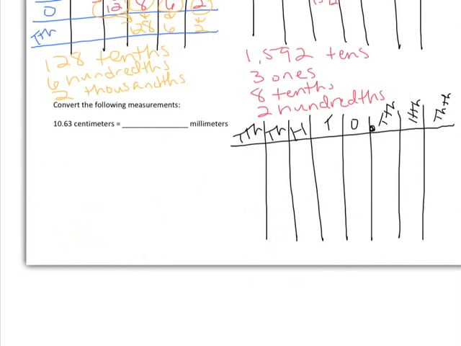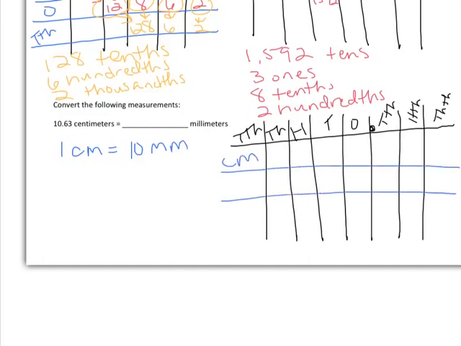Our last problem that we have on here is to convert a measurement. The measurement we have is 10 and 63 hundredths centimeters, and we got to figure out what it is in millimeters. Well, first of all, we have to set up our conversion. 1 centimeter equals 10 millimeters. So my first row will be my centimeters. My second row will be my millimeters. 1 centimeter is 10 millimeters.